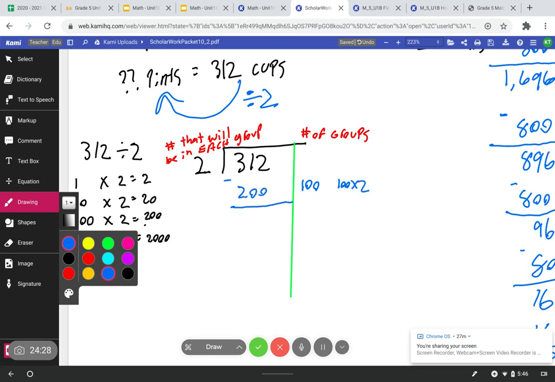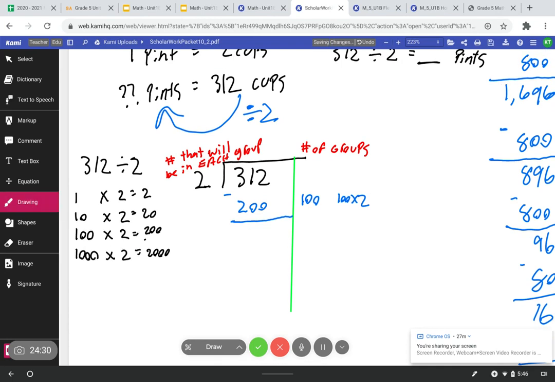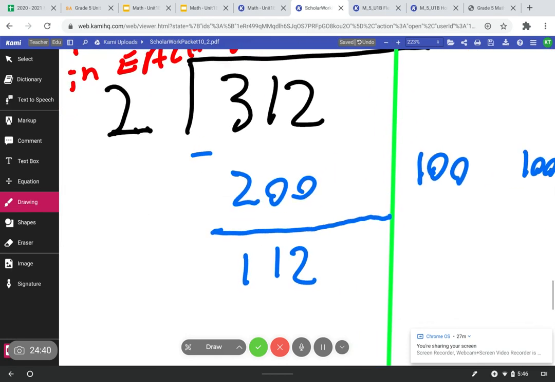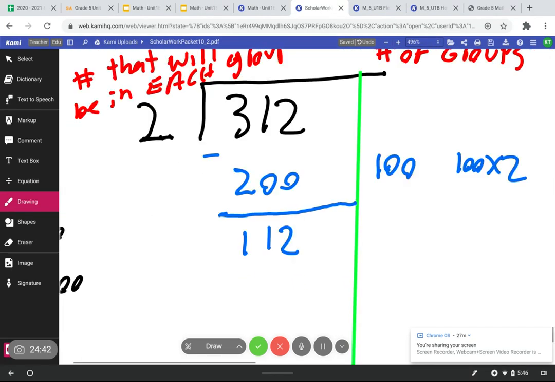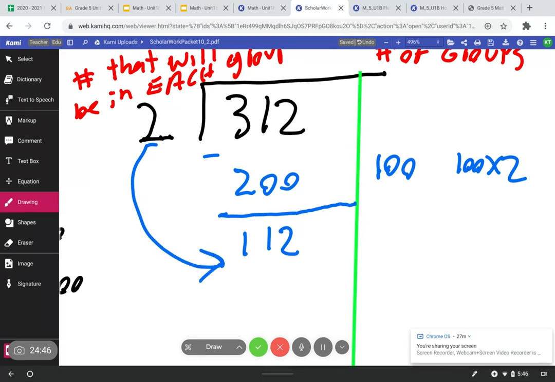Let's see how many I have left. How many cups do I have left after I put 200? Okay, so that would be 112. Now I'm focusing on 112. How many times does 2 go into 112?